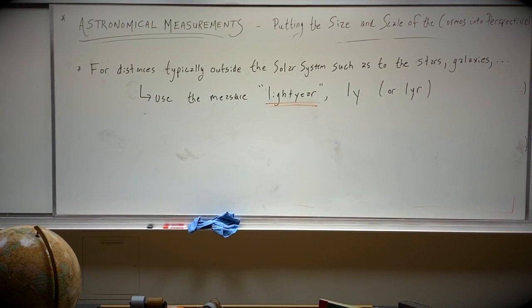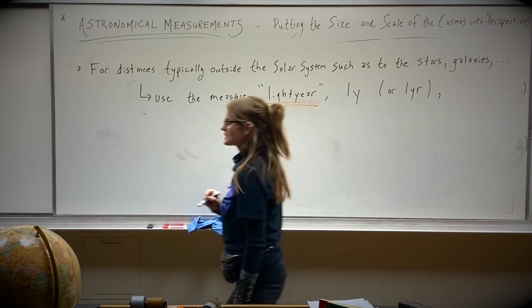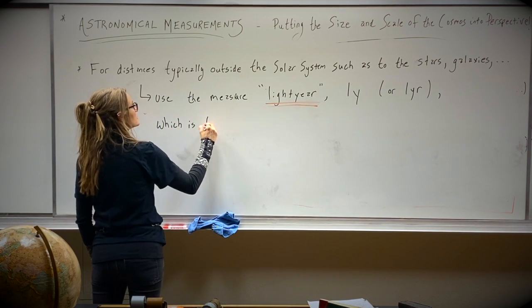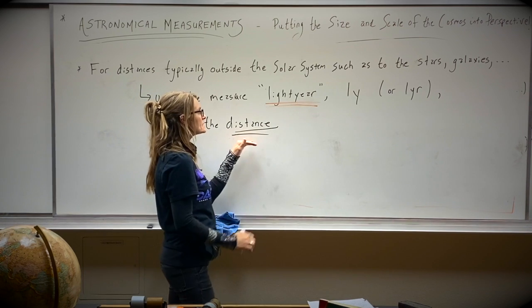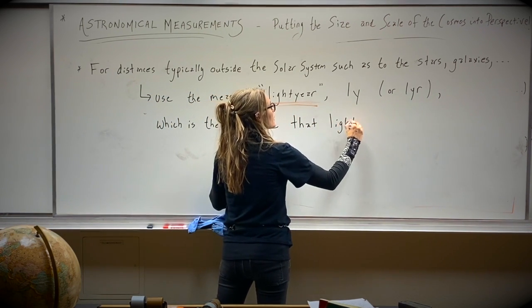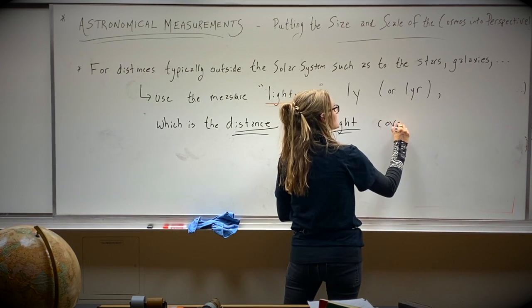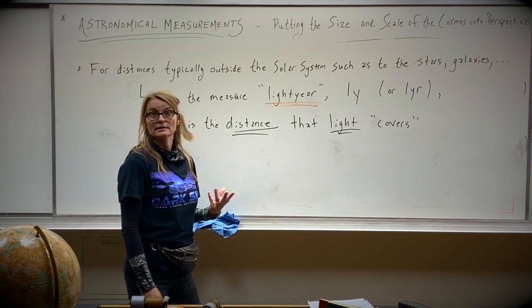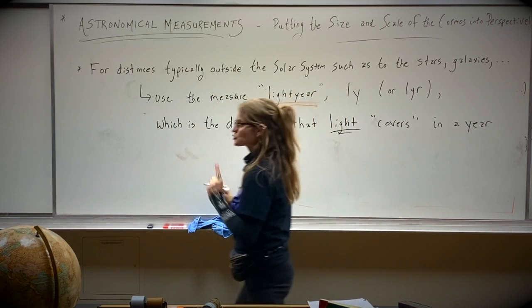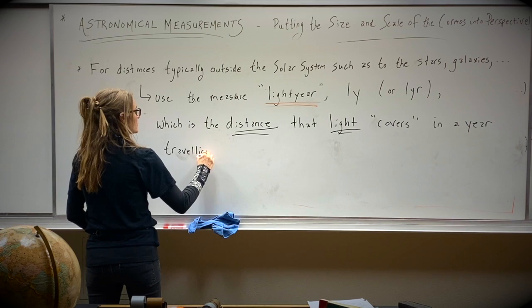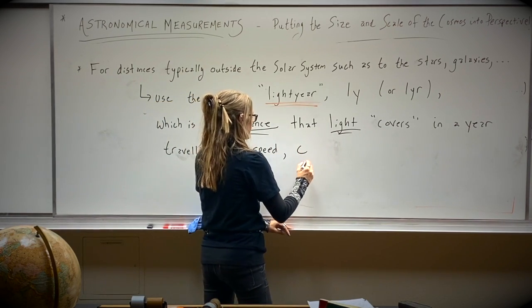So we could say the light year is the distance. It's a measure of distance, not time. It is related to time, so we'll talk about that. It's a distance that light covers. I'm going to use the term covers because I think that communicates it well. The light covers in a year, traveling at its speed, which is the speed of light c in a vacuum.